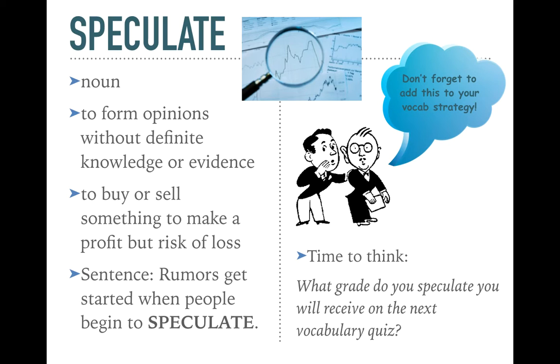Another sentence, as seen in your book, human beings have long speculated about life on other planets. May not necessarily have any definite knowledge or evidence, but we've speculated that there might be life on other planets. You could also say, she made and then lost a fortune speculating on the stock market. And as you can guess, that goes along with that second definition. And I'd say the first is a little bit more common of a definition that's used, just so you know. And you can think, what grade do you speculate you will receive on the next vocabulary quiz?